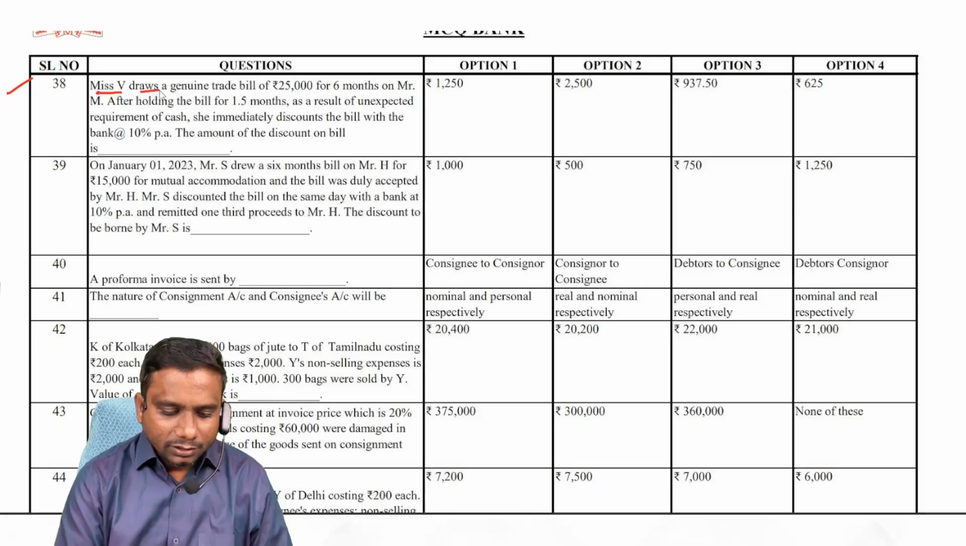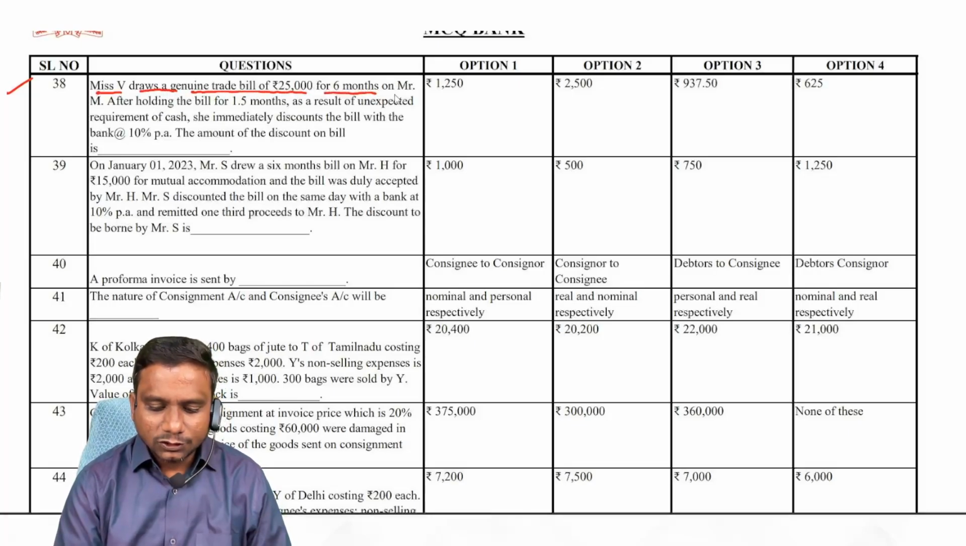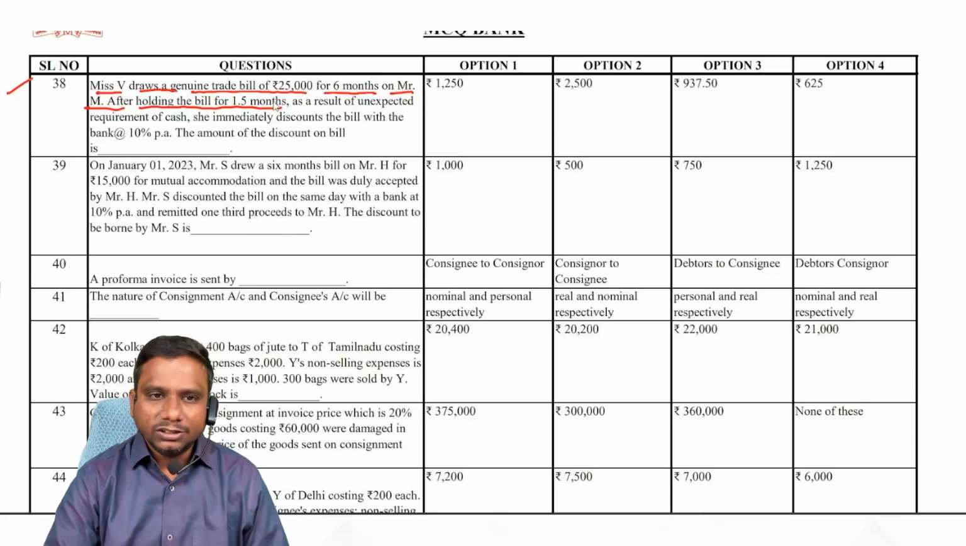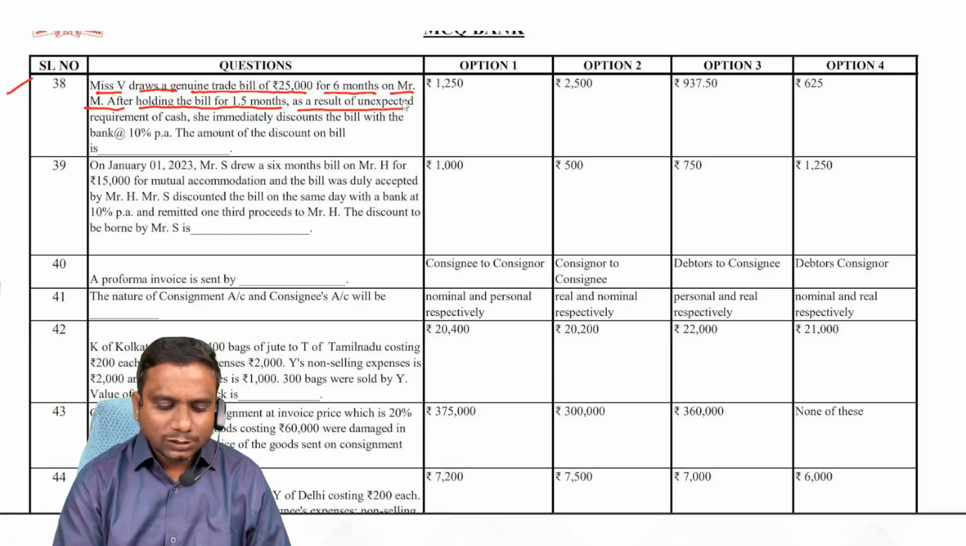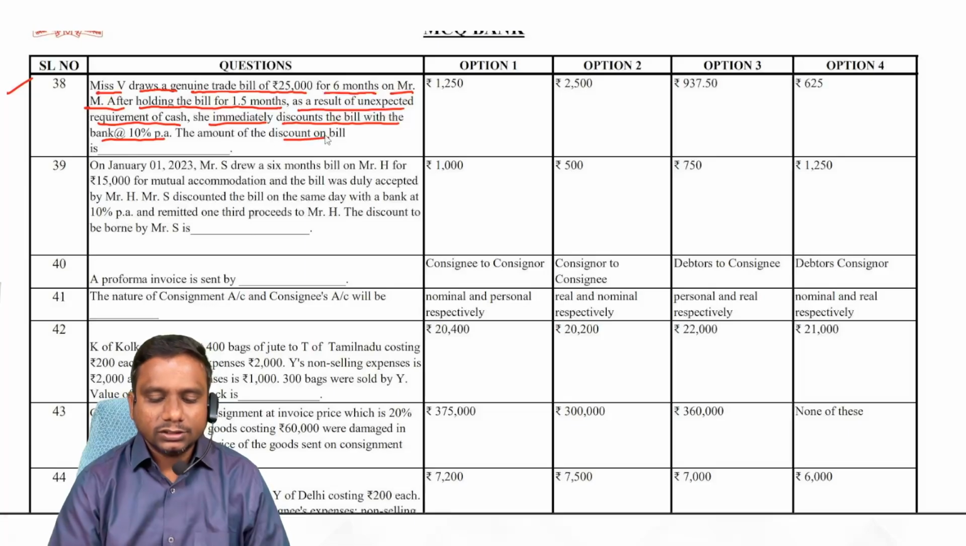Miss V draws a genuine trade bill of 25,000 for 6 months on Mr. A. After holding the bill for 1.5 months, what's the bill time left? 4.5 months. As a result of expected requirement of cash, he immediately discounts the bill to the bank at 10% per annum. The amount of discount will be simple.